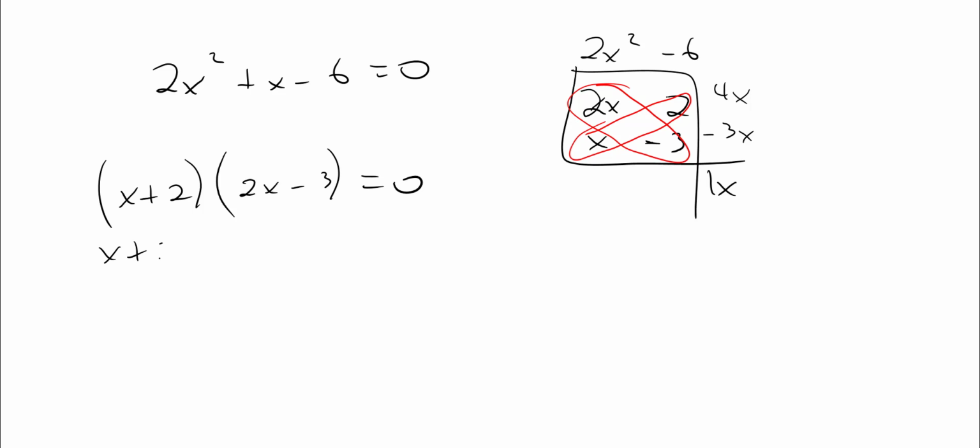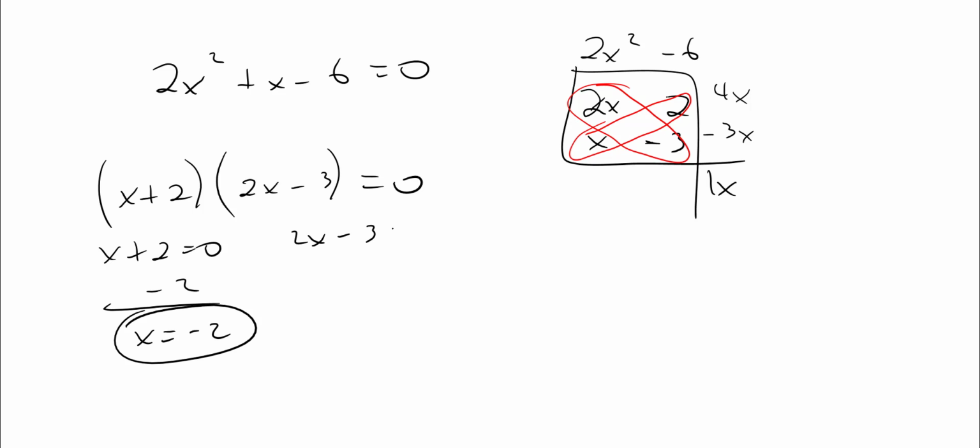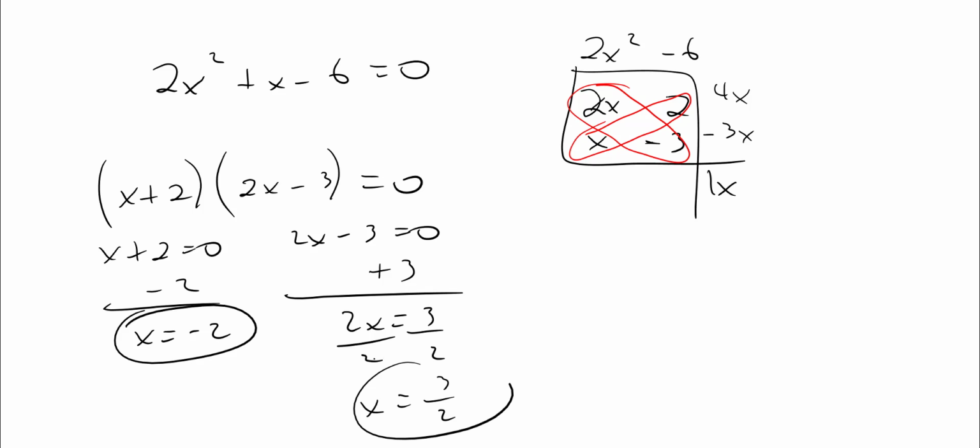So x plus 2 equals 0, subtract 2, x equals negative 2, and 2x minus 3 equals 0, so add 3, so 2x equals 3, divide by 2, x is 3 halves. Here we go. Those are my two answers, so we're done with the problem. Okay, it's not bad. All right, so let's get just a little bit different, not much different. Okay, just to show you what's going to happen here.